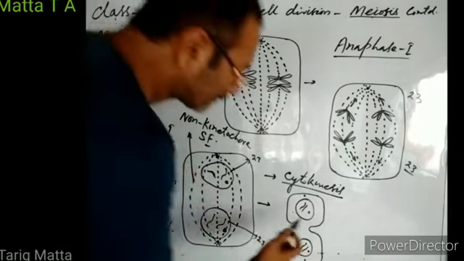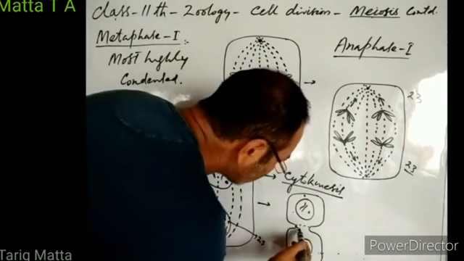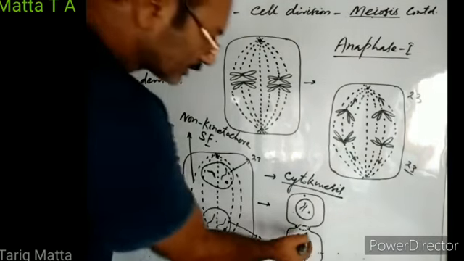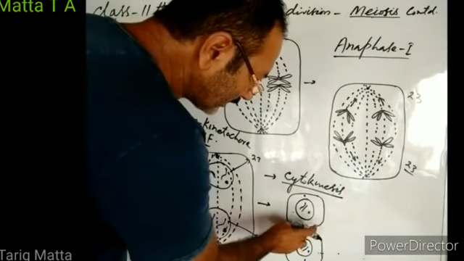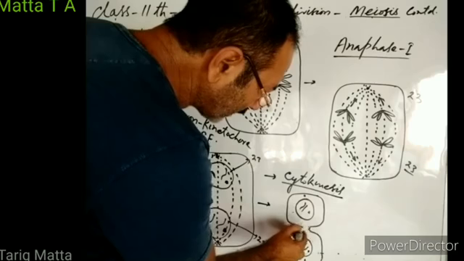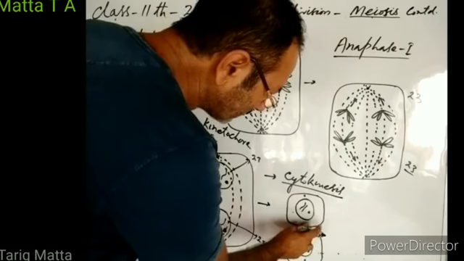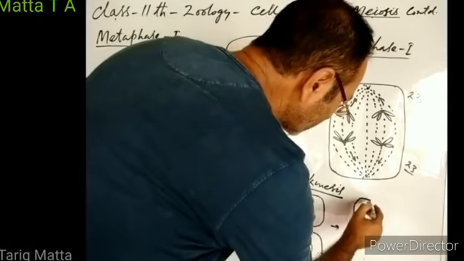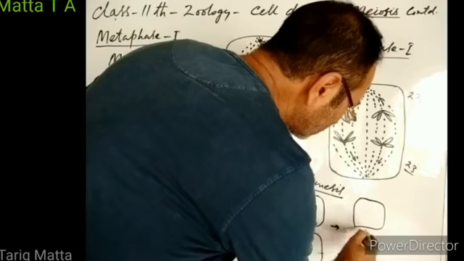So here these protein filaments are pulling the plasma membrane inwards. Finally, the plasma membrane of one side combines with the plasma membrane of the other side. When the plasma membrane is joined, it breaks the cell into two. It divides the parent cell into two cells.